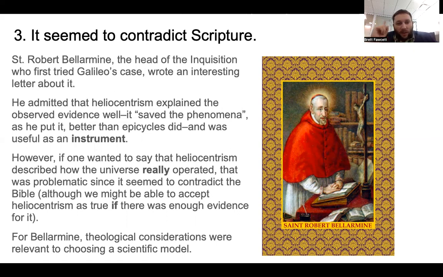But again, this is very similar to Osiander, right? If one wants to say heliocentrism describes the way that the universe really operates, that's problematic since it seems to contradict the Bible. But Bellarmine does say, if you can really prove this, we're going to have to reinterpret some passages of the Bible. So he wasn't completely committed to rejecting it forever.